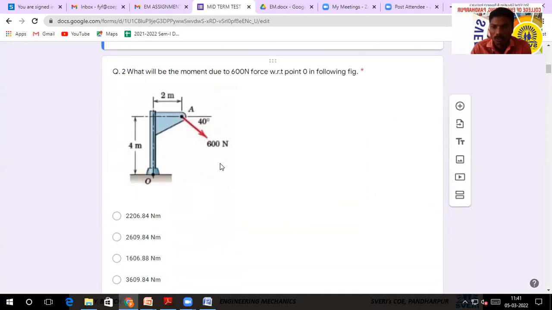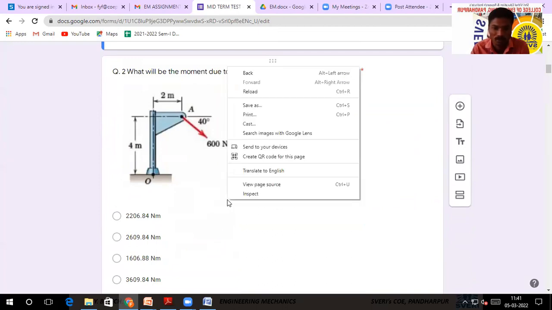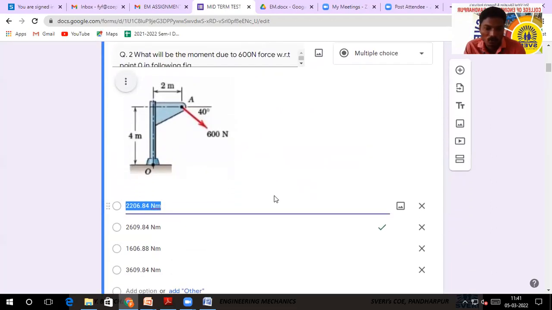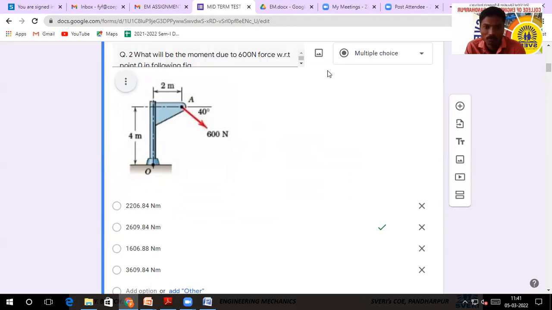This question, I think in one of the lectures we have discussed. What will be the moment due to 600 Newton force with respect to point O? What was to be done in this? If possible, I will check. No, for me it is not possible to write here. I cannot write on this slide. Okay. So what had to be done? Answer was second, 2609.84 was the answer.